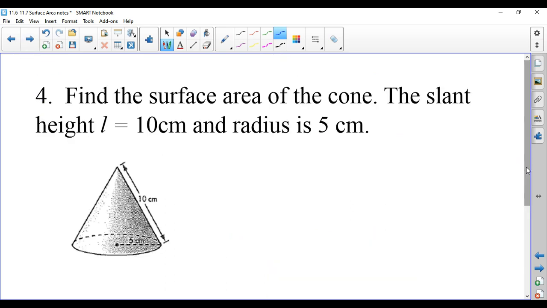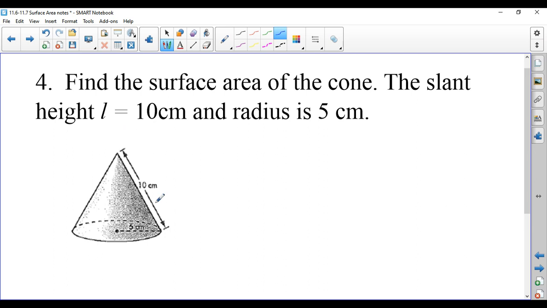Finally, a cone. We want to find the surface area of the cone. The slant height here is given as 10. And notice that there is a right triangle formed by the radius, the height, and the slant height. That might be helpful, not necessarily today, but over the next couple of days. We want to find the total area.